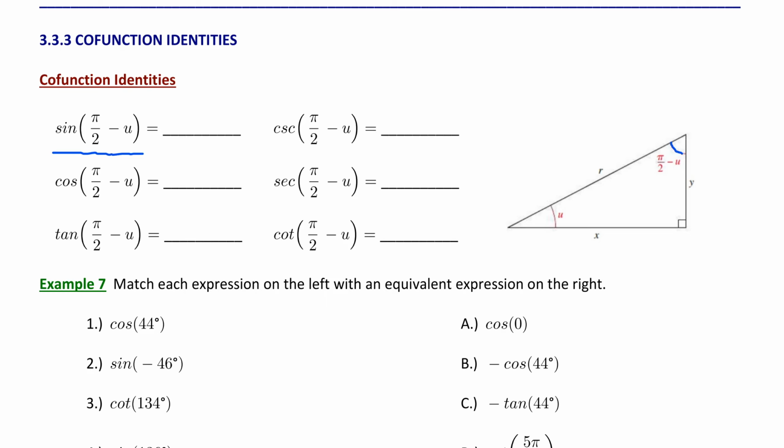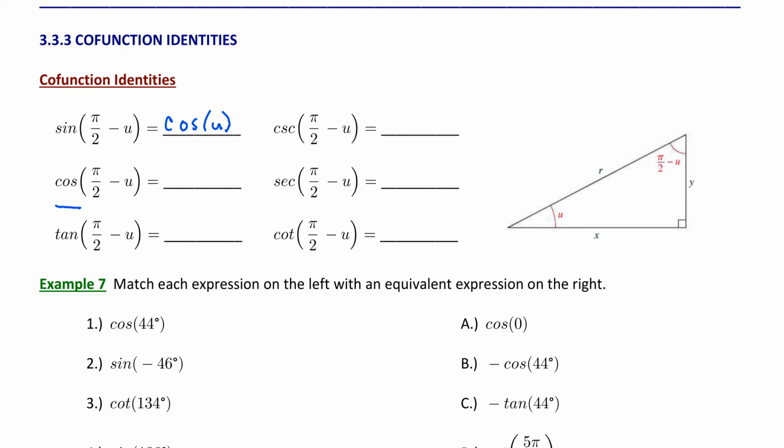From the perspective of the angle pi over 2 minus u, sine is opposite over hypotenuse, or x over r. But if we change our perspective from the angle u, then x over r is adjacent over hypotenuse. Adjacent over hypotenuse describes the cosine relationship. Therefore, sine of pi over 2 minus u is equal to cosine of u. We say that sine and cosine are cofunctions.